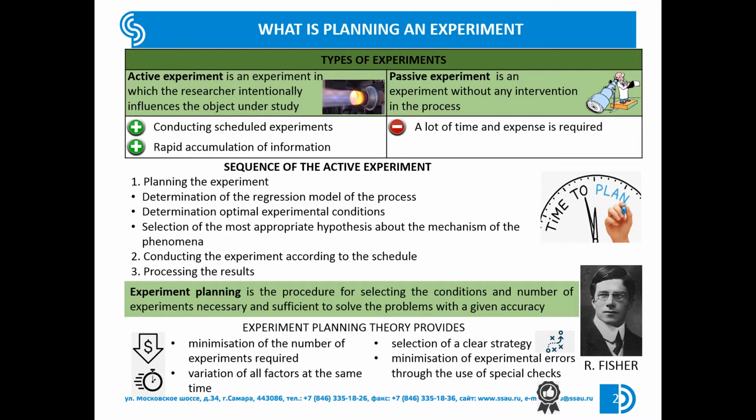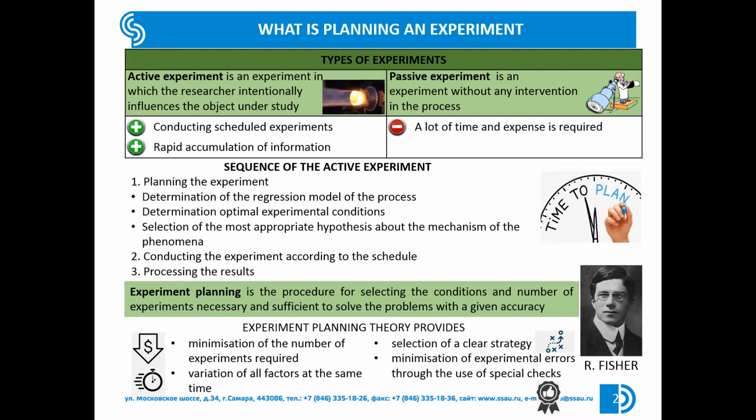Passive experiments involve the accumulation of information in normal operation, but this is time-consuming and costly. With active, purposeful intervention in the process, an accelerated accumulation of information is possible. The program for intervention is set by the plan. The planning method itself may vary depending on the type of task, but the general principle of intervention remains.